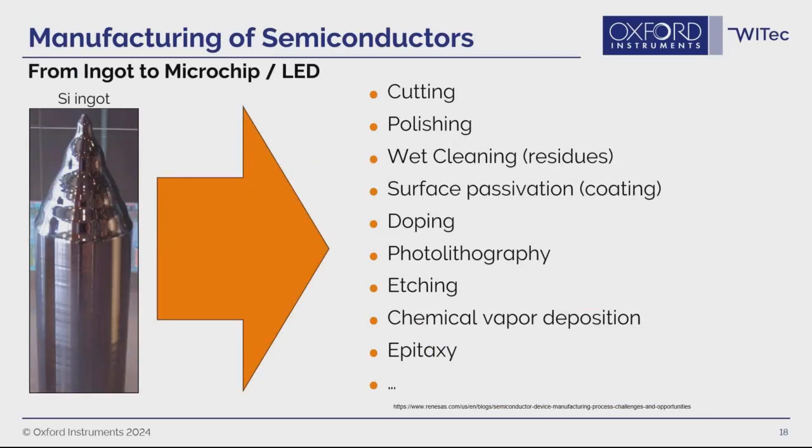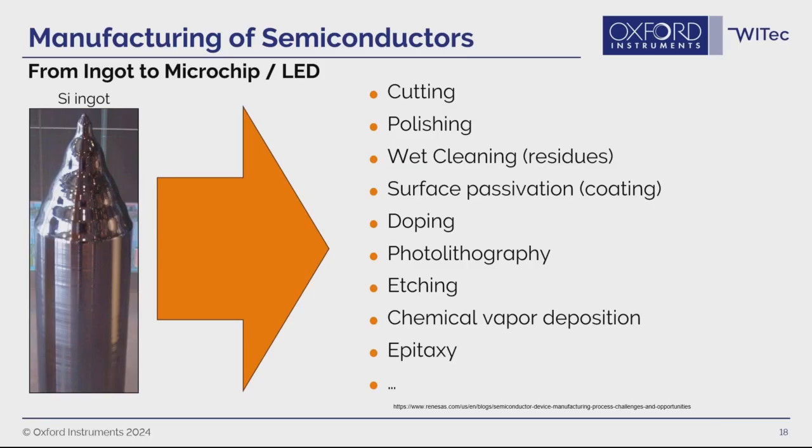Let's have a look into the manufacturing of semiconductors. So let's call it from ingot to microchip. Of course, this is a very brief overview and I will not go too much into the details because this would take a complete talk by itself. So basically we have an ingot, in this case it's silicon, and then we have to undergo different processes to have the final devices at the end.